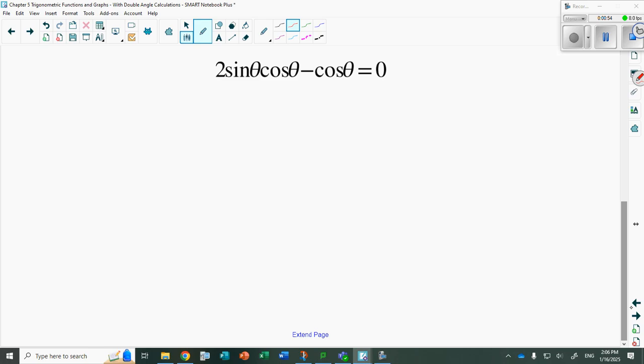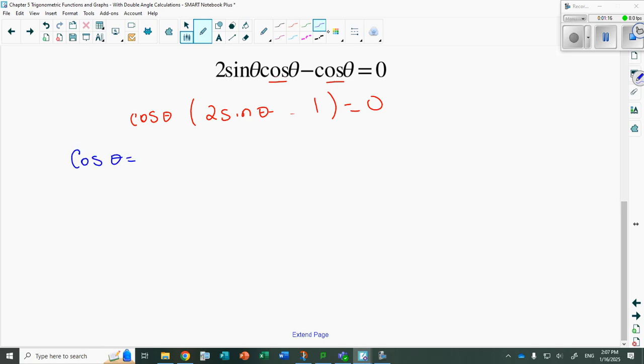Watch this. First thing I'm going to do is notice that I've got cosine here and here. So I'm going to factor out the cosine, leaving me with 2 sine theta minus 1 equals 0. And then just solve this, like you would normally. So I got cos theta equals 0, and then 2 sine theta minus 1 equals 0.